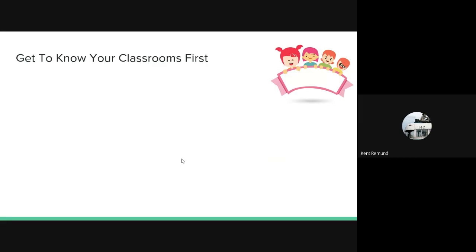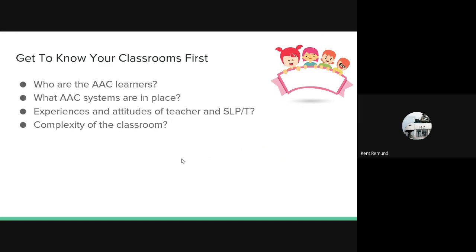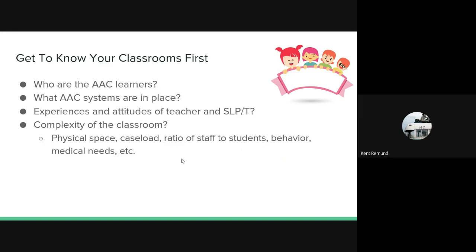So probably the first step in AAC coaching is just to get to know the classrooms. We spend a lot of time talking about classroom culture. You need to know classrooms and kind of know what's going on in that classroom. Who are the AAC learners? What systems are in place? What are the experience and attitudes of the teacher, of the SLP, of the paras? How much complexity is in that classroom? You know, some classrooms are a little more chill or less complex than other classrooms.